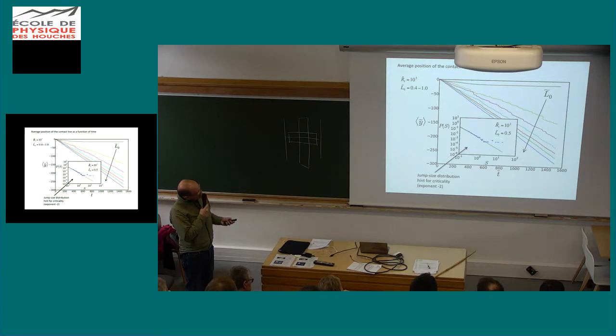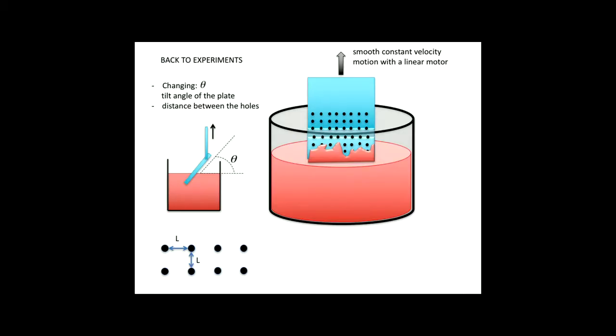If L0 is big, then you have a smooth motion of the average position of the triple line, and as you are approaching this L0 1/2, you are getting a lot of stick-slip motions of this triple line. You can then study the probability distribution for the size of the slips, and you again get a nice critical phenomenon because you have a power law dependence, with a very trivial exponent, a -2 exponent. Okay, so let me come back quickly to the experiments.